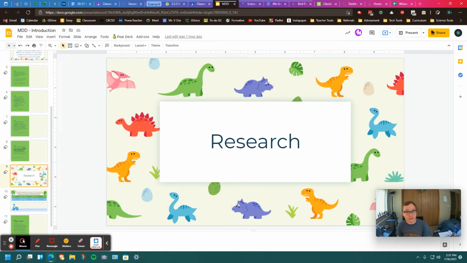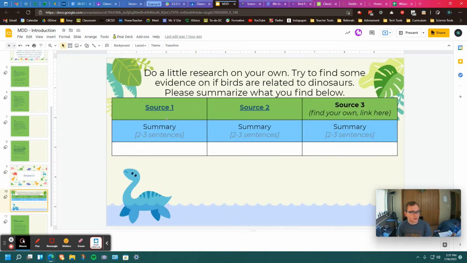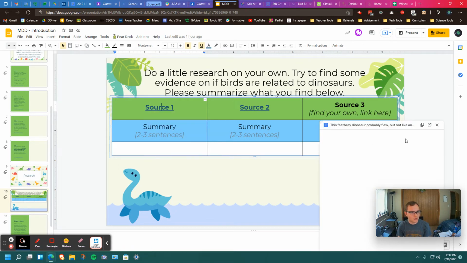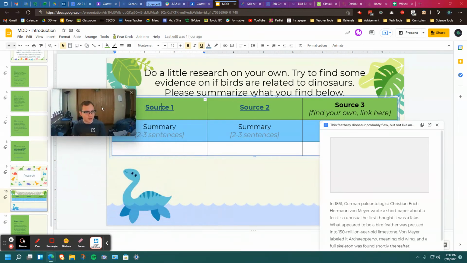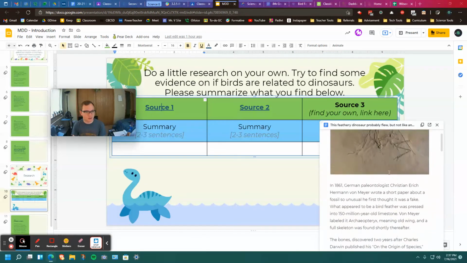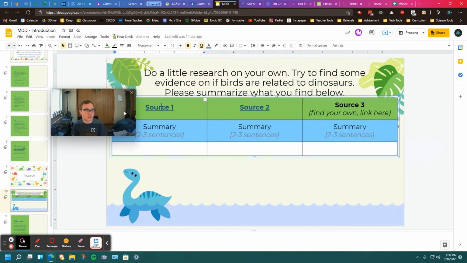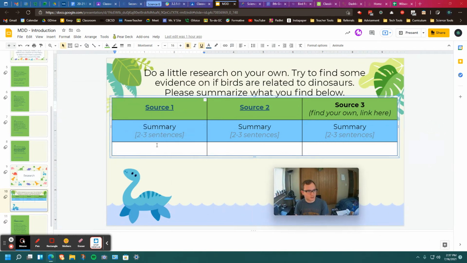Now we're going to do a little bit of research. So what you're going to do, there's 3 different sources here. Well, 2, I should say. You got to find your own. And these are just articles. You can do the open and preview if you'd like. But they're different articles that we found to start getting you thinking about if they are related or not. So you're going to read the article, summarize your findings in a couple sentences. What did that article talk about? Find your own. Make sure you link that on there.